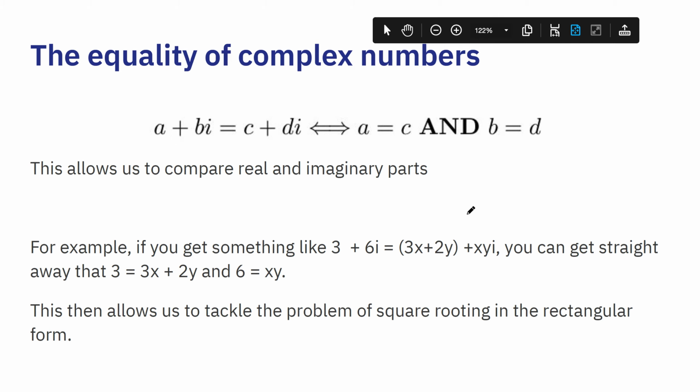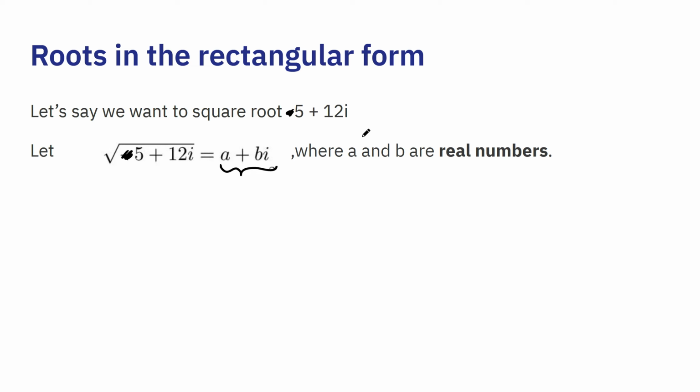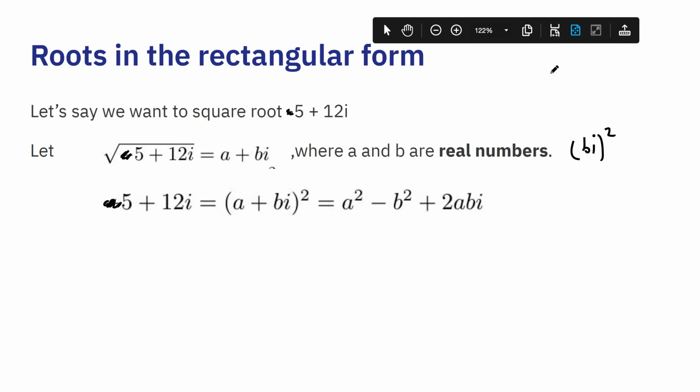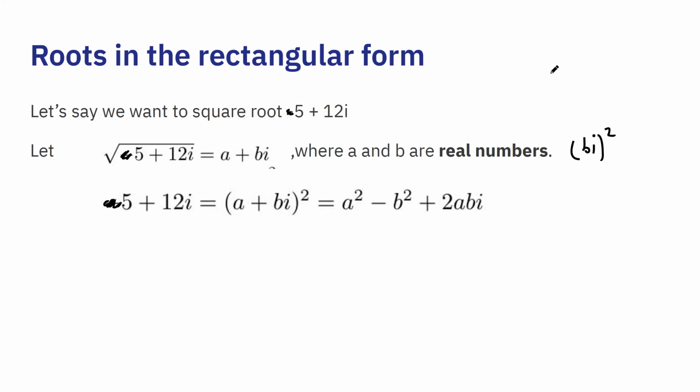This also allows us to tackle the problem of square rooting. Let's say we want to square root the number 5 plus 12i. We simply let the square root of 5 plus 12i be another complex number with real part and imaginary part we don't know yet, so we write it as a plus bi. Here a and b must be real numbers. We then square both sides, so 5 plus 12i equals (a plus bi) squared, which equals a squared minus b squared plus 2abi. This has a minus in front because we are squaring bi, and whenever you have an i inside a square, i squared equals minus 1, so it flips the sign and becomes a minus.